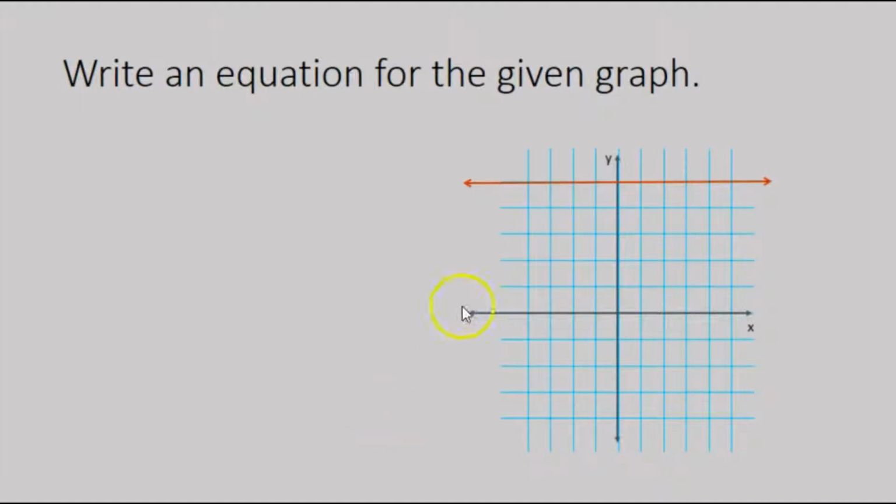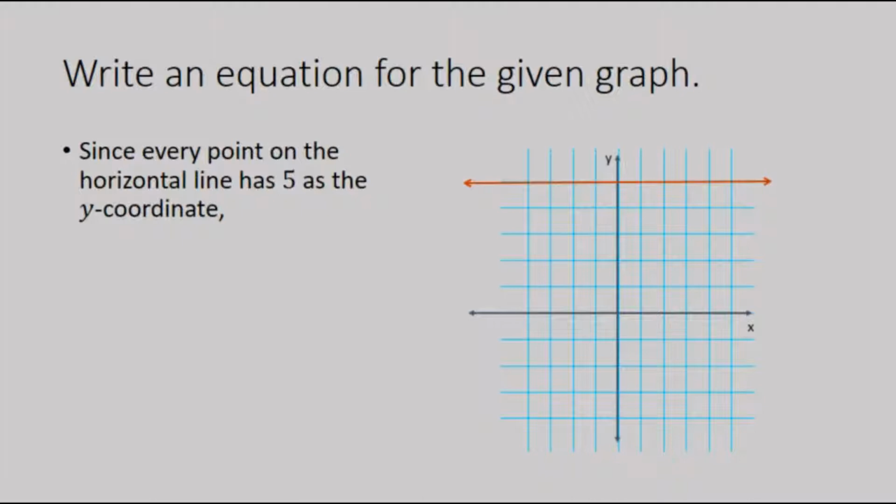Here we have a horizontal line graphed, and if we look at every point on this horizontal line, it has a 5 as the y-coordinate. This point here would be the y-intercept, which is (0, 5). Here we have (1, 5), (2, 5), (-3, 5), and so on. That tells us this is going to have the form y equal to the constant value of 5 for the specific equation for this graph.